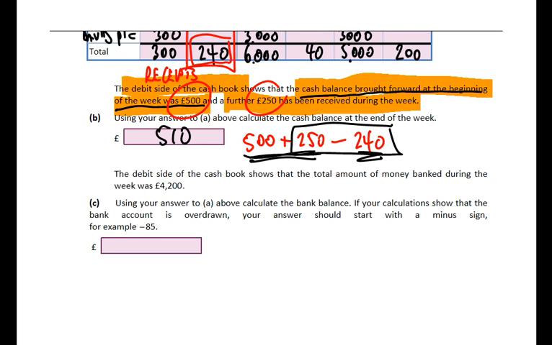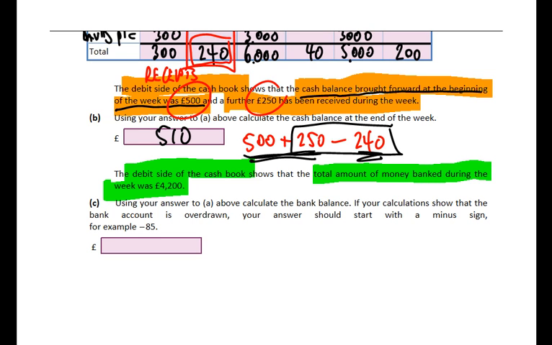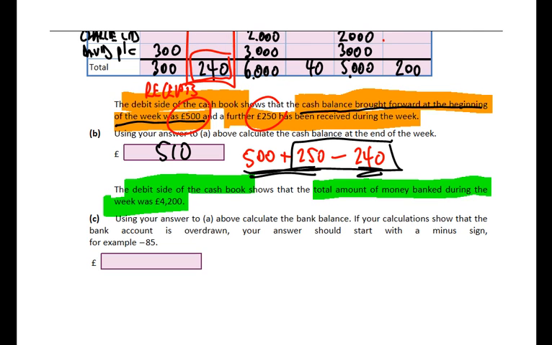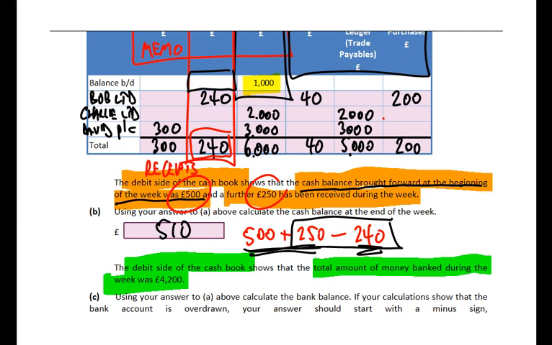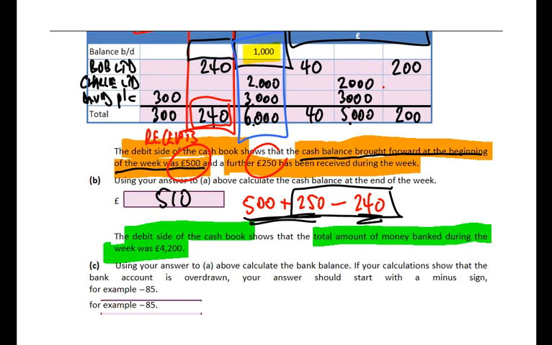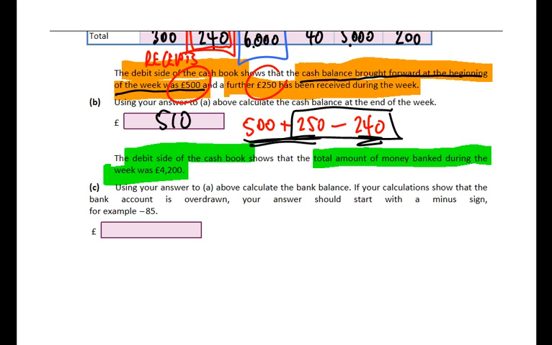We're then given a bit of additional information about the bank balance. We're told that on the debit side of the cash book, so again, debit side is receipts, the total amount of money banked during the week was 4,200. So this is money going into the bank account, which is just as well, because if you remember back in part A, we had quite a lot of money going out of the bank account. In fact, we said if nothing else had happened, we'd end up 6,000 overdrawn by the end of the week. Well, something else has happened. We've now received £4,200 as a debit.